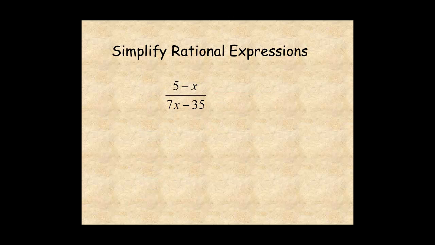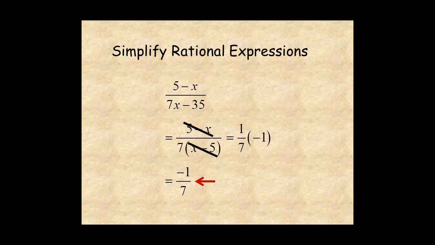So for this example, after factoring the denominator, you have factors of 5 minus x over x minus 5, which cancel, leaving a factor of negative 1. And the final answer is negative 1 over 7. The excluded value is 5.